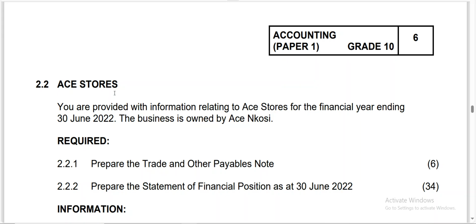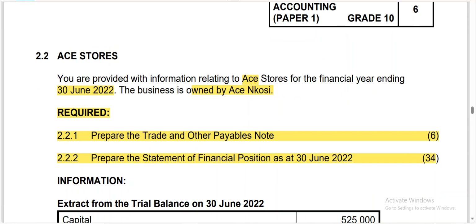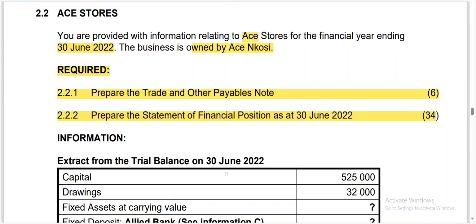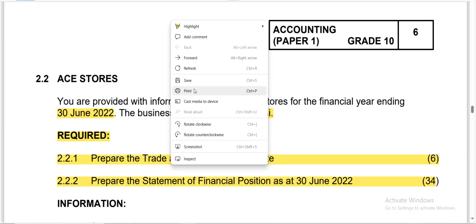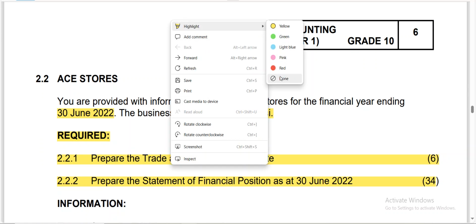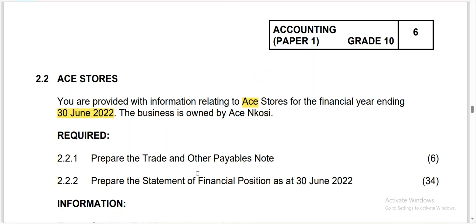And now, in this morning session, we're going to be looking at the trade and other payables note as well as the statement of financial position. Here, they're saying that you're provided with information relating to a store for the financial year end 30 June 2022. The business is owned by Asingoes. What we are required to do is to prepare the trade and other payables note for 6 marks as well as the statement of financial position, and we are told that our year ends on 30 June each and every year.